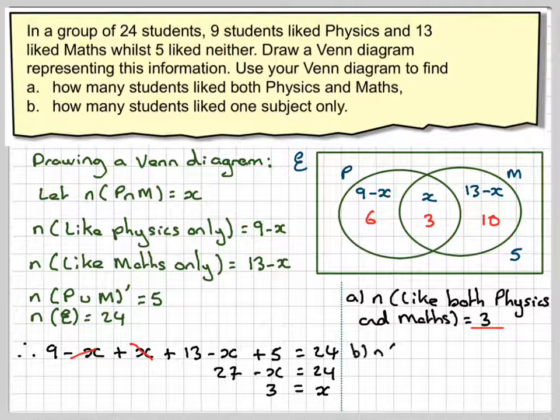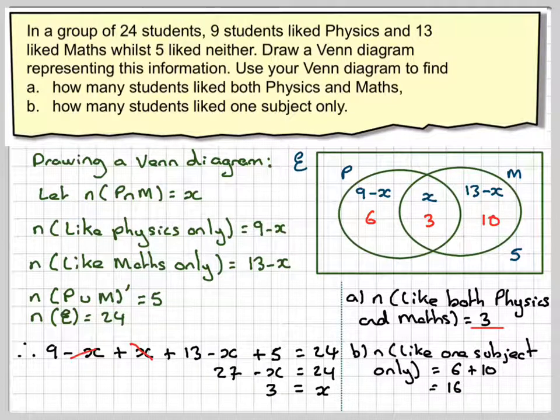And then the number who like one subject only is going to be these here and these here. So it's going to be 6 plus 10, which is equal to 16. Make sure you show how you've got your answer.